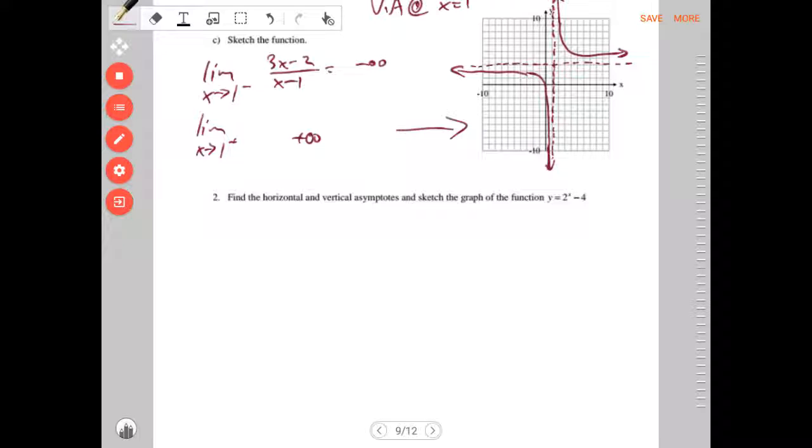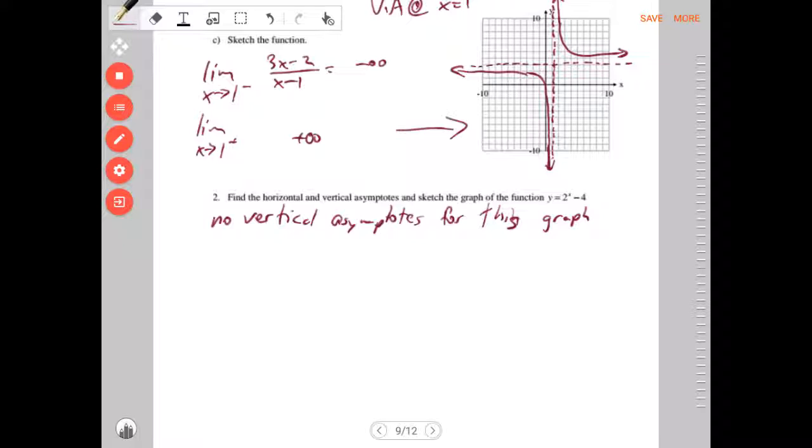Okay, and then 2, find the horizontal and vertical asymptotes of this guy here. For the vertical asymptotes, this function is never undefined. You're not dividing by 0 or square rooting a negative or anything like that. So there are no vertical asymptotes for this function. For that graph, no vertical asymptotes, awesome.